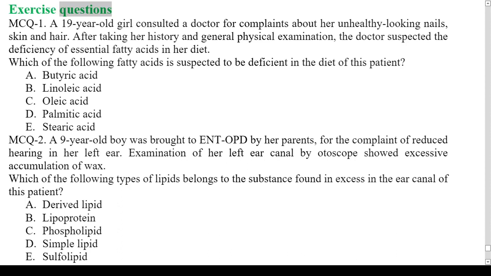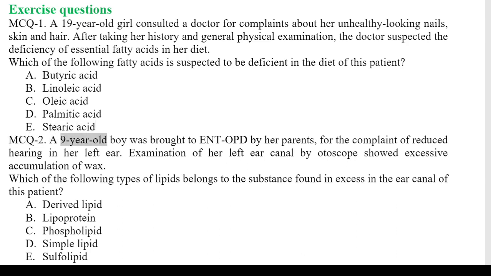Exercise questions. MCQ 1. A 19-year-old girl consulted a doctor for complaints about her unhealthy-looking nails, skin, and hair. After taking her history and general physical examination, the doctor suspected a deficiency of essential fatty acids in her diet. Which of the following fatty acids is suspected to be deficient in the diet of this patient? Butyric acid, linoleic acid, oleic acid, palmitic acid, stearic acid.